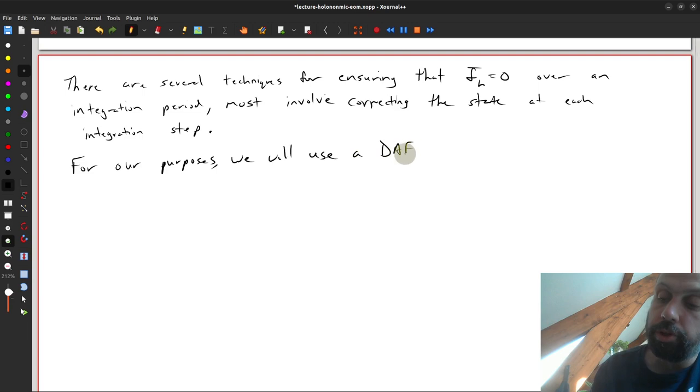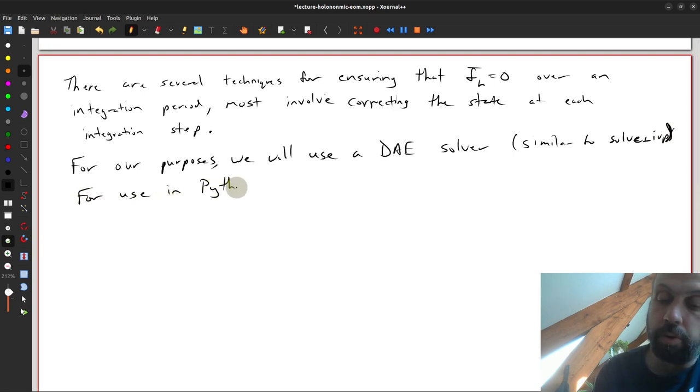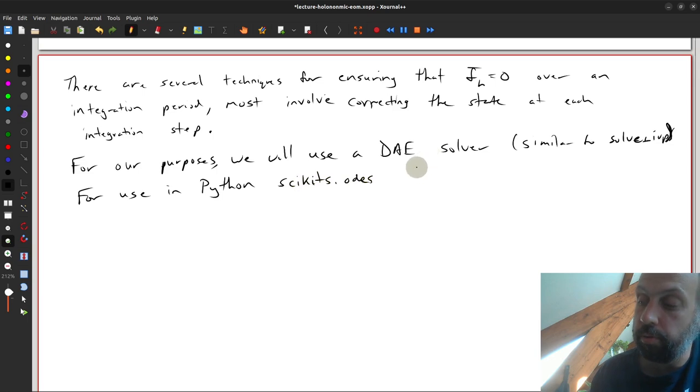So we're going to use a differential algebraic equation solver. And it's very similar to solve_ivp from SciPy. It will solve the initial value problem, but for a set of DAEs. And then for use in Python, there's a number of these solvers, but we're going to use one that's provided by the package scikits.odes. That provides also a DAE solver.